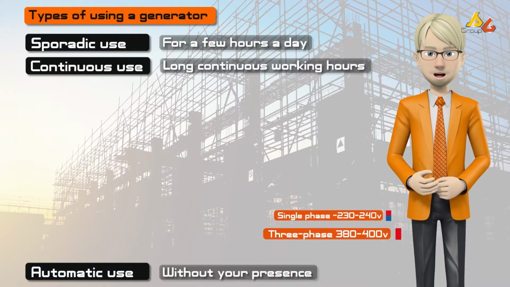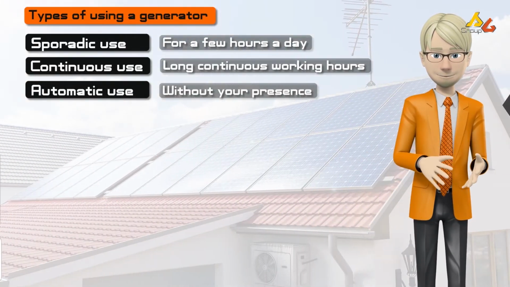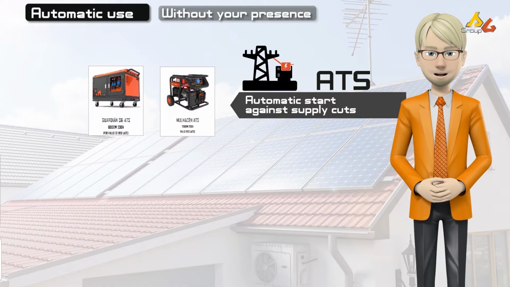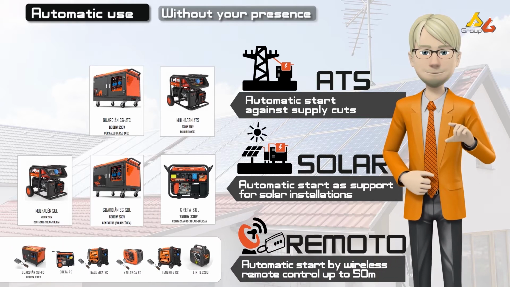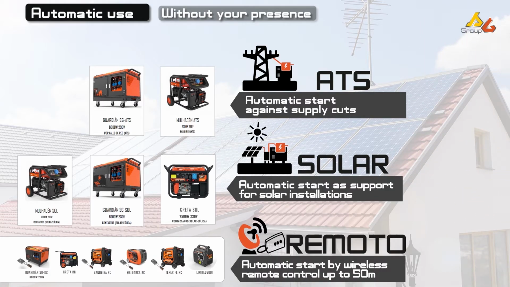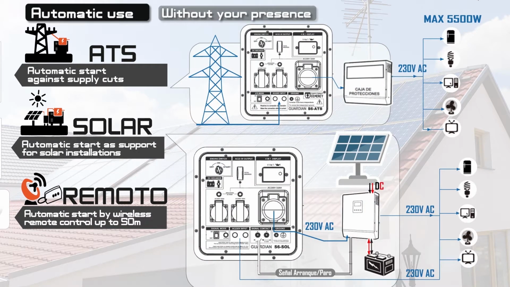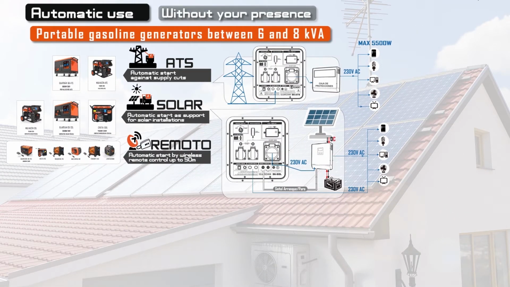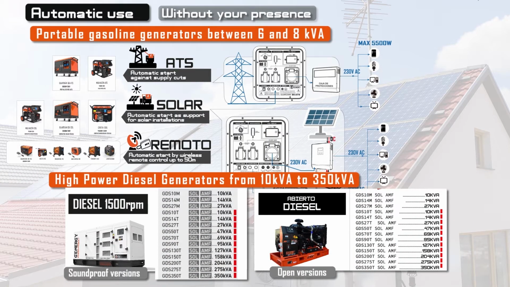Finally, we will find customers who require automatic generators that can be used conventionally. They can start or stop by themselves and will often be installed for protection against possible power outages and as an auxiliary source of load in photovoltaic installations. Our generators incorporate all the automatisms in the control panel itself, so it's not necessary to install external panels that will only make installation more expensive and difficult. At Genergy, we manufacture this type of generator in both low power with gasoline engines between 6 and 8 kVA, as well as high power diesel generators from 10 up to 350 kVA.